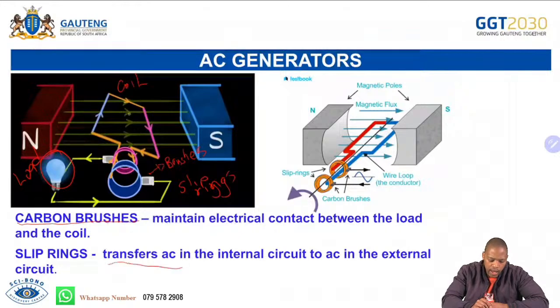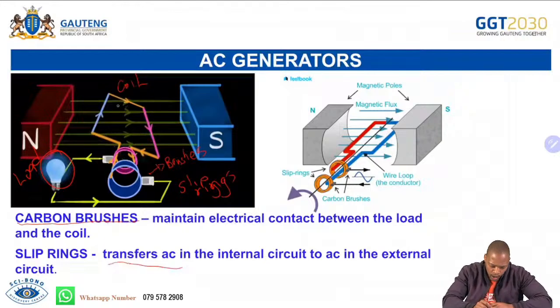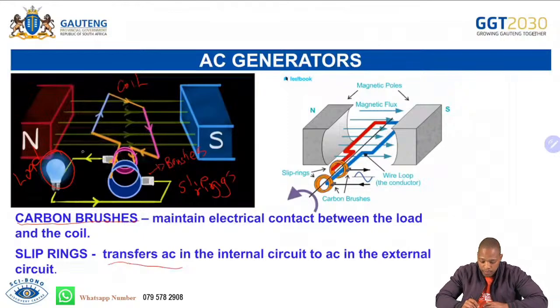They are slip rings, and they are there to do what? To transfer AC in the internal circuit, because in the internal circuit, the current will keep on changing direction as the coil is rotating. But we want the AC to be AC also in the external circuit. So the current must also change direction in the external circuit. So we use slip rings for that. They transfer AC or alternating current in the internal circuit to AC in the external circuit.